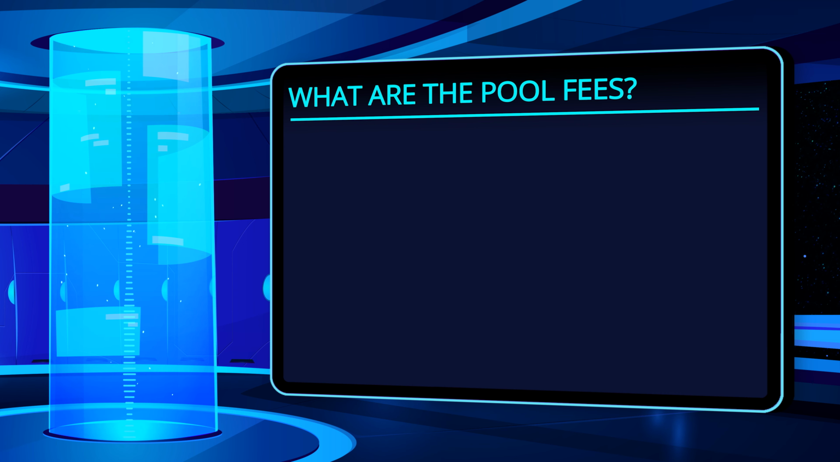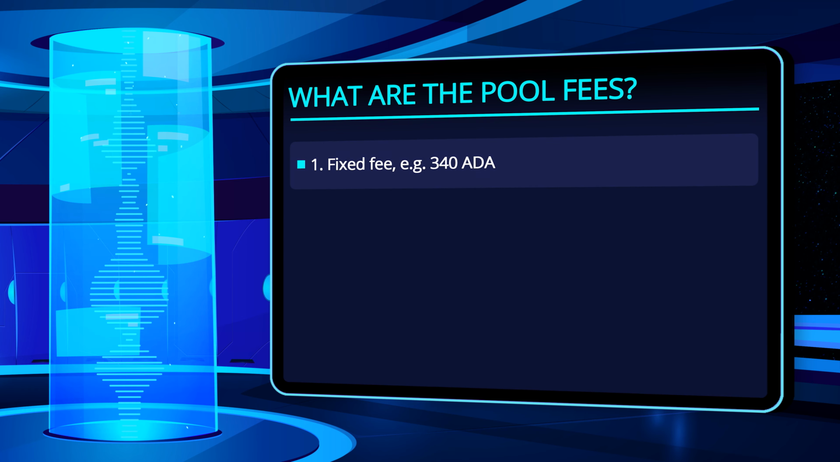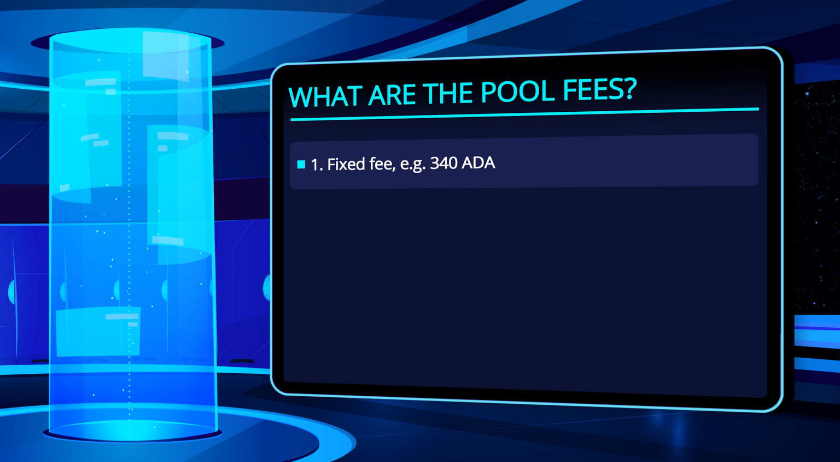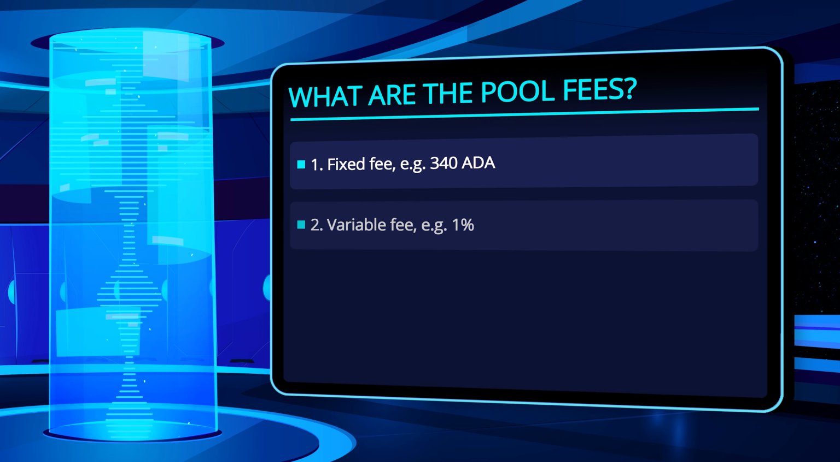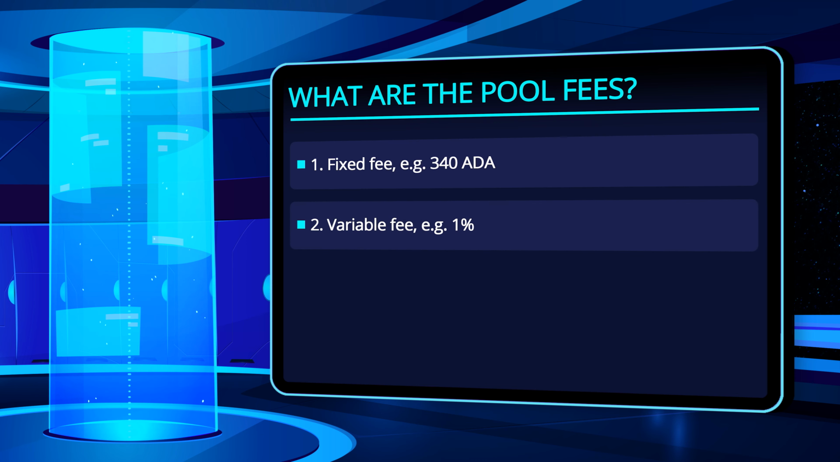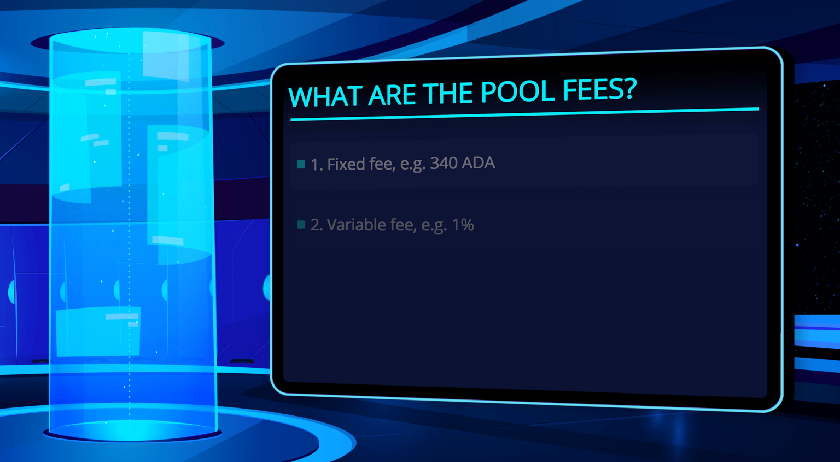Pool fees are collected in 2 steps. First, the pool's fixed fee, usually 340 ADA, is deducted from the pool reward and given to the pool operator. Then a percentage amount is again deducted from the rest of the rewards, which is usually 1 to 3%, and also goes to the pool operator.